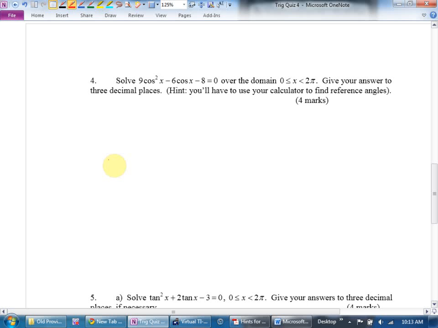I got to factor this puppy. Remember, I'm really factoring 9a squared minus 6a minus 8 equals 0. This one's a bit tougher because I got that 9. It could be a 9 and a 1 or a 3 and a 3. I'm going to start out guessing 3 and 3, and if I guess wrong, I'll just erase it.